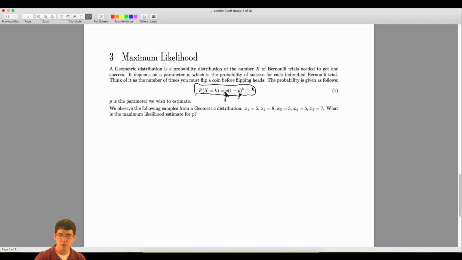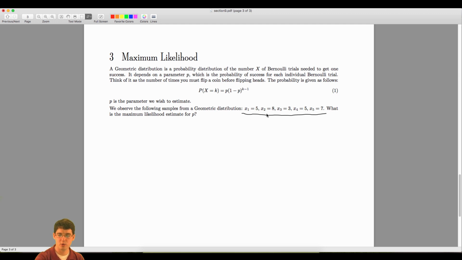And so we're trying to find the best value of p, given that we have this data that was generated from the distribution. You can think of there being lots of different forms of this function, and we're trying to find the particular one, the particular p, that makes it most likely to output these values. Okay, so this is the probability of a single point x being equal to k.